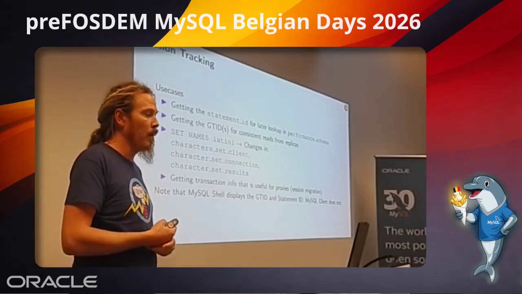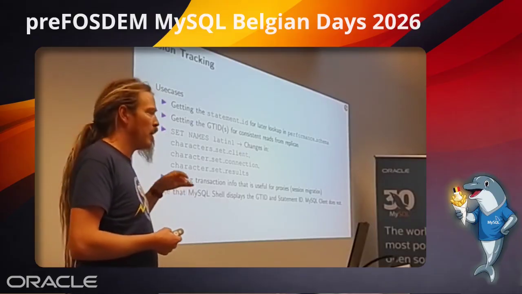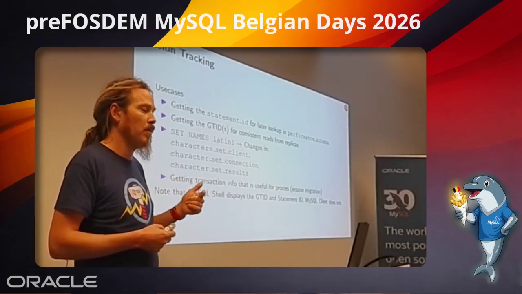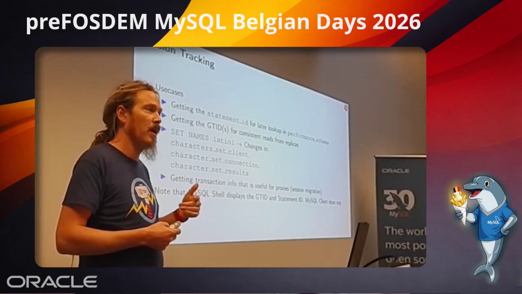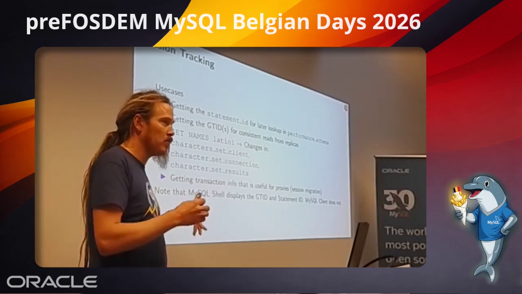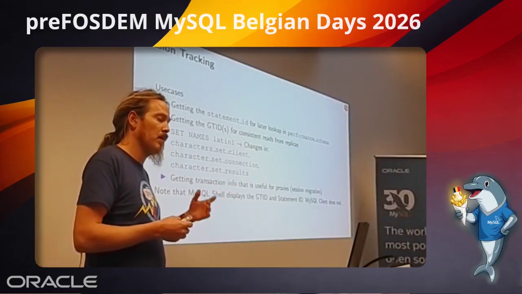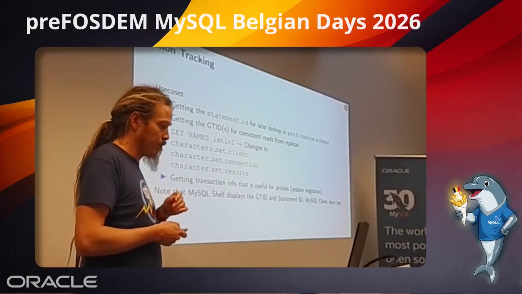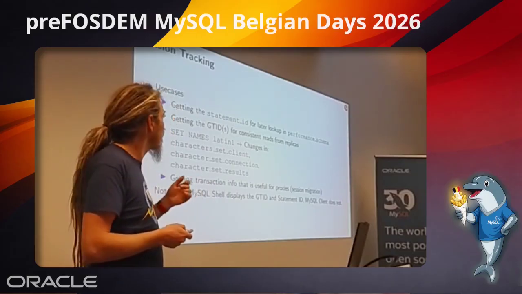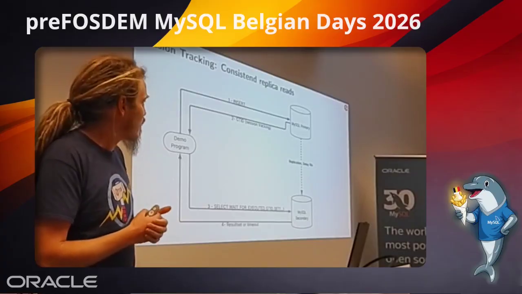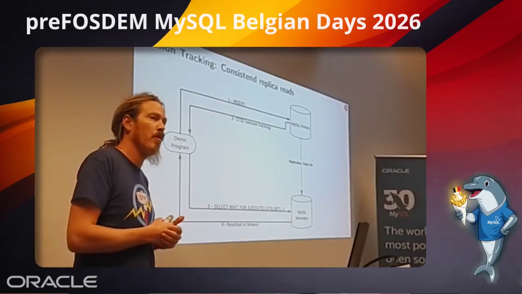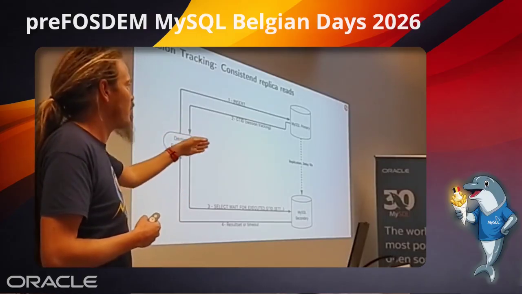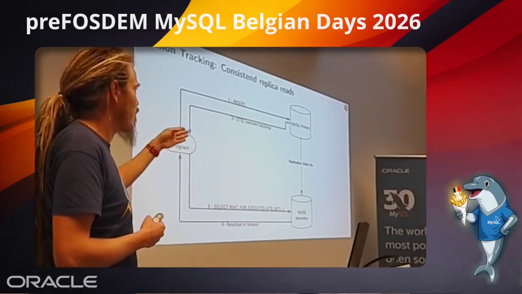The next use case is getting the GTID, which you then can use for consistent reads from a replica. And we'll have an example in the next slide. And then there's the set names latin1, which will result in changes to the character set client, character set connection, character set results. And also the other use case is to get some transaction information that's useful for proxies. For example, if you want to do session migration.